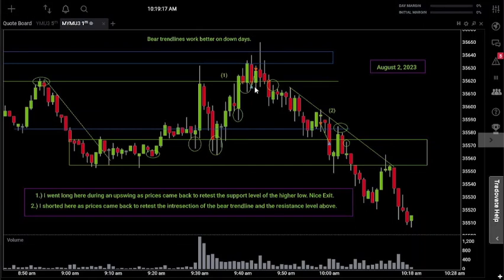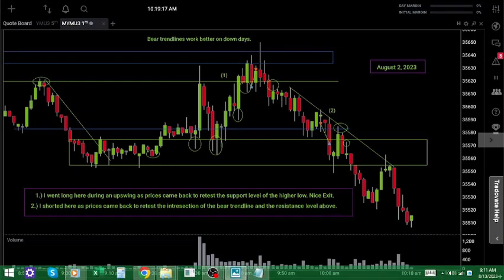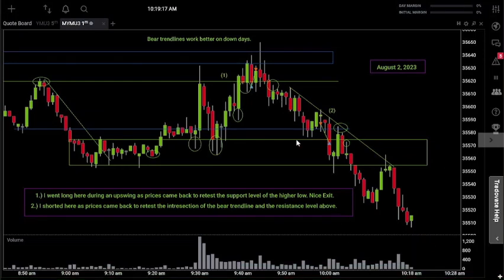Now, if I would have went long when prices came back to retest this wick over here, on this one green candle, I would have been able to catch it from the bottom and then catch this whole move back up to the top of the zone. So even if your trade does work, you still can get more from your trade by actually going long at lower prices and better prices.